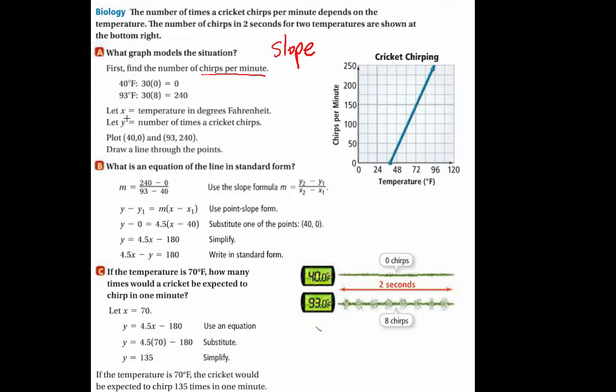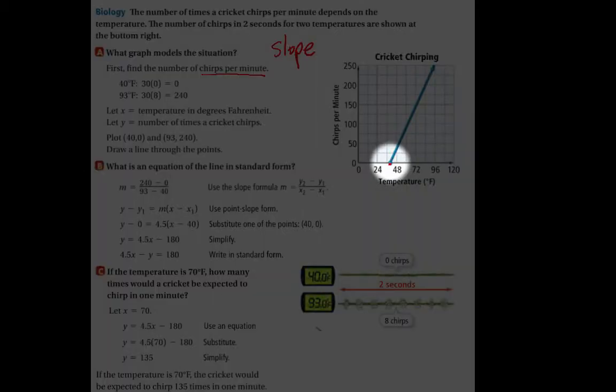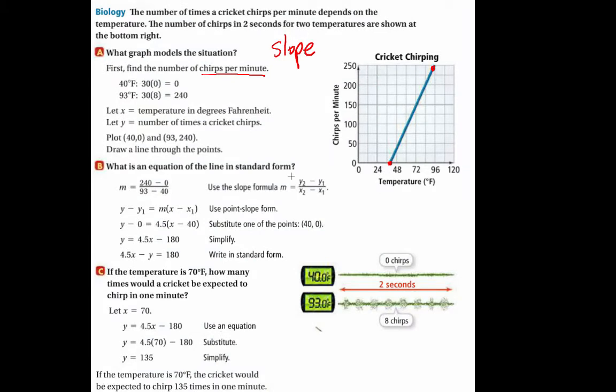So let x equal the temperature in degrees Fahrenheit. Let y equal the number of times the cricket chirps. We're going to let x equal the temperature and y equal the chirps because the number of chirps depends on the temperature. So y is our dependent variable, x is our independent variable. So we have 2 ordered pairs here, 40, 0, 40 degrees, 0 chirps, 93 degrees, 240 chirps per minute. So we plot those 2 values here and here, and we draw a line between those 2.